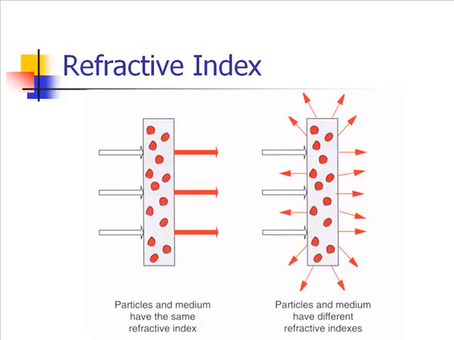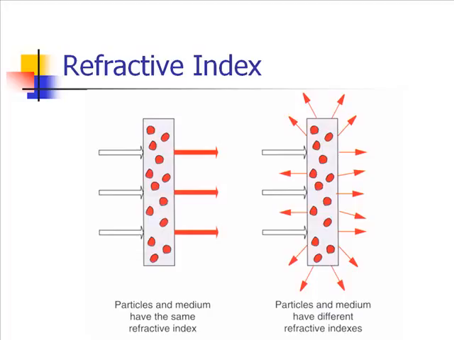Okay, so this is another picture that shows what we talked about. If the particles in the medium have the same refractive index, the light will pass through it and you don't have much scattering. If they have different refractive indexes, then you get scattering. If these were two different red samples, this one would be more transparent than this one. You have scattering, so it'll look a little cloudier. So it also affects transparency.